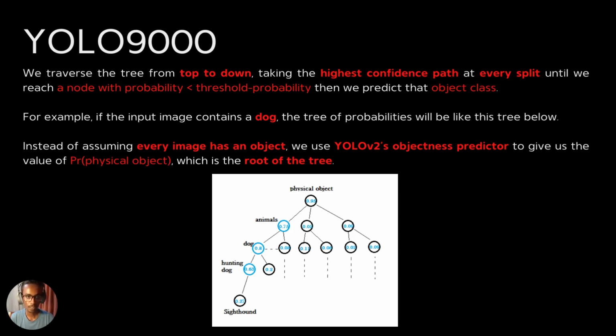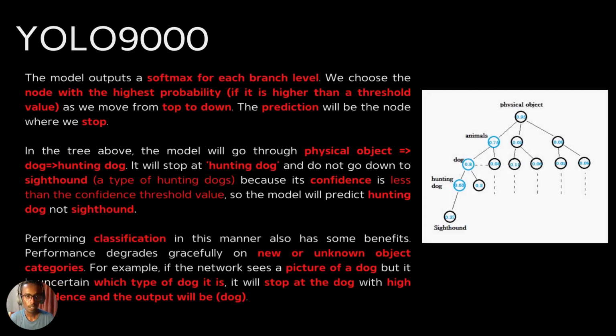For example, if the input image is a dog, the tree of probabilities would be like the tree shown below. And instead of assuming every image has an object, we use YOLO V2's objectness predictor to give us a value of P(physical object), which is the root of the tree. So we start from the more abstract probability and follow the path that has a higher prediction.